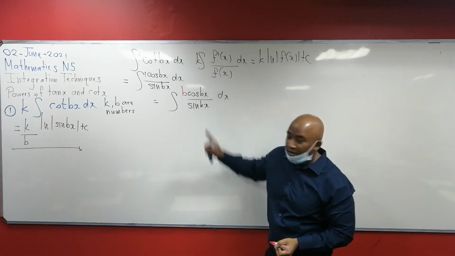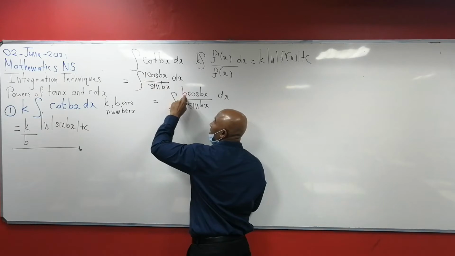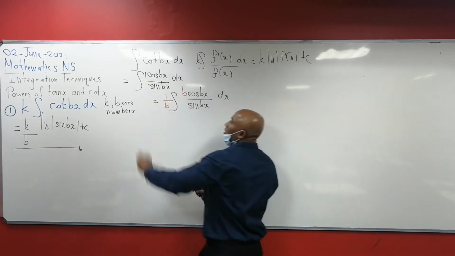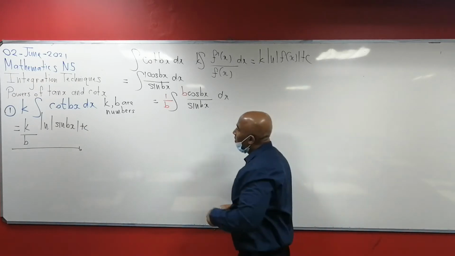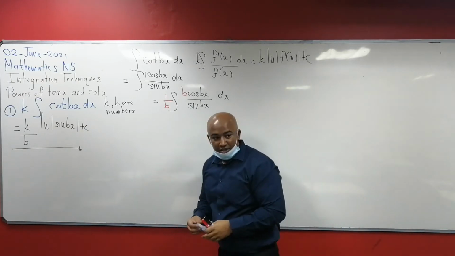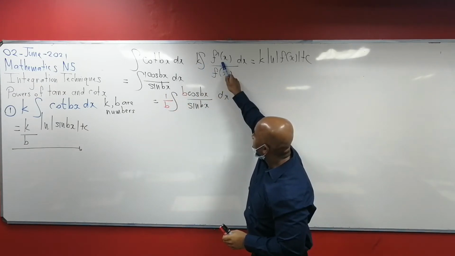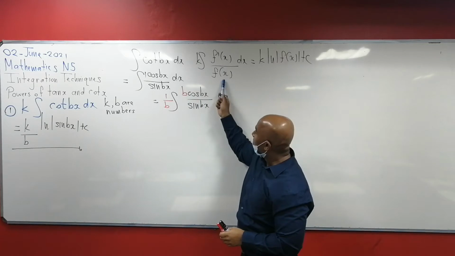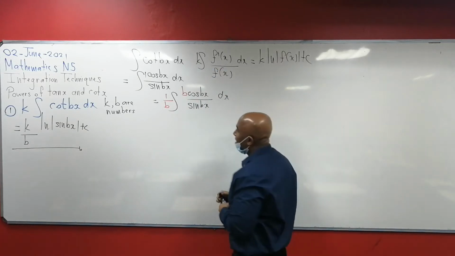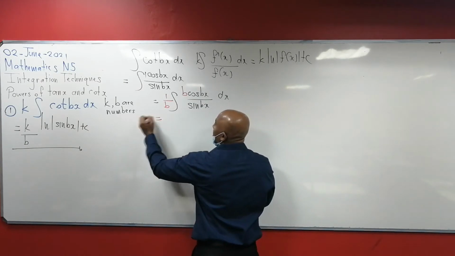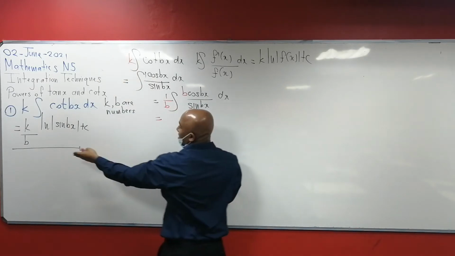We know that there was no b, it was just a 1. So if I write down a b there, I multiply by 1 over b, because b and b will cancel. So what happened? I created the situation where you have k, which is your constant, f prime x, which is b cos bx, over f of x, sine bx. The main thing is the numerator is a derivative of the denominator.